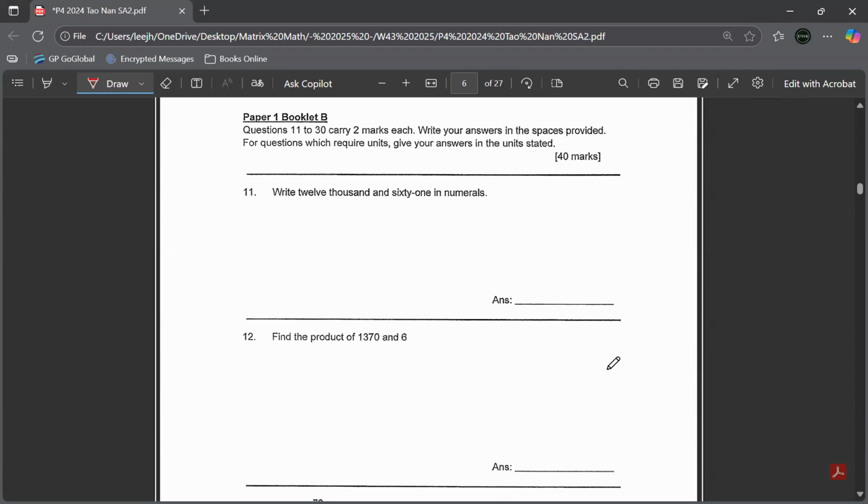Question number 11. Write 12,061 in numerals. 12,000 is 12,000. 61 is this. So 12,061 is 12061.